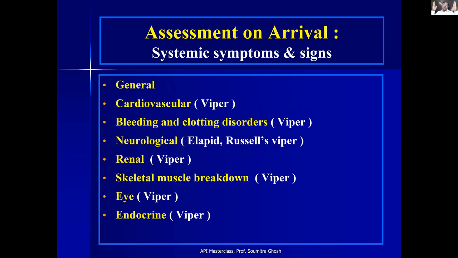So we'll have to see actually all systems, general systems like pulse, BP, etc., cardiovascular, basically whether there is any arrhythmia, tachycardia, bradycardia, heart block, or the BP is very low, bleeding or clotting disorders, particularly for the biped, neurological features very important, particularly neuromuscular junctional features, and renal important, skeletal muscle breakdown, rhabdomyolysis, I have already called that this is a very important feature of the biped. Eye, because subconjunctival hemorrhage, chemosis, etc., maybe vitreous hemorrhage, this is very important, and endocrine, particularly the adrenal and the pituitary are very vulnerable to hemorrhage and damage, and that can contribute to the hypotension. You have to keep that in mind. So it's an all-system assessment.